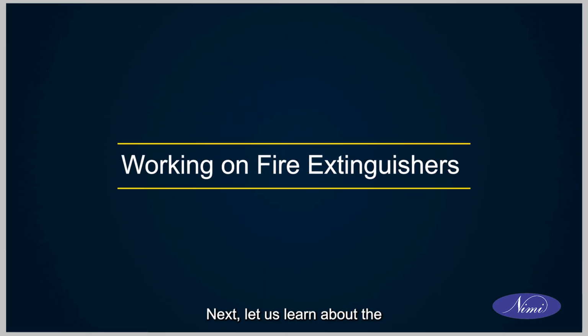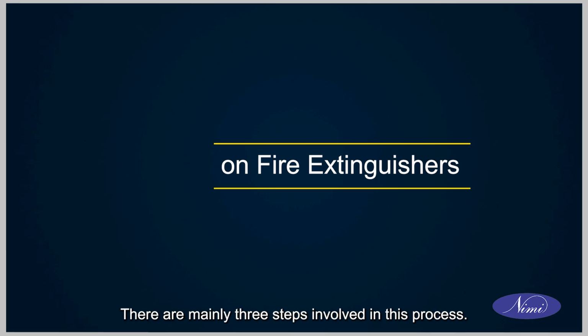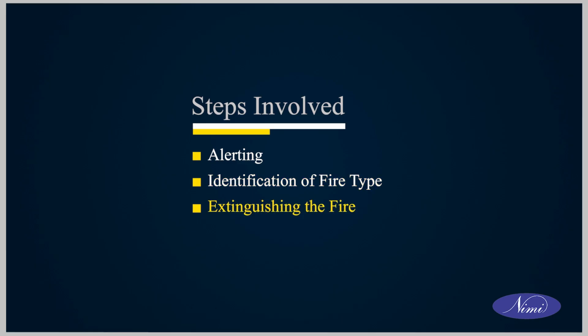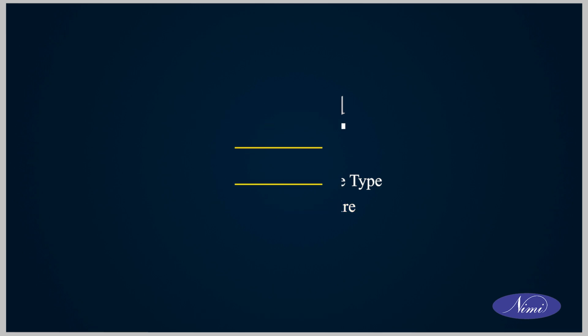Next, let us learn about the procedure of working on fire extinguishers. There are mainly 3 steps involved in this process. Step 1. Alerting. Step 2. Identification of fire type. Step 3. Extinguishing the fire. Let us learn about each of these in detail.